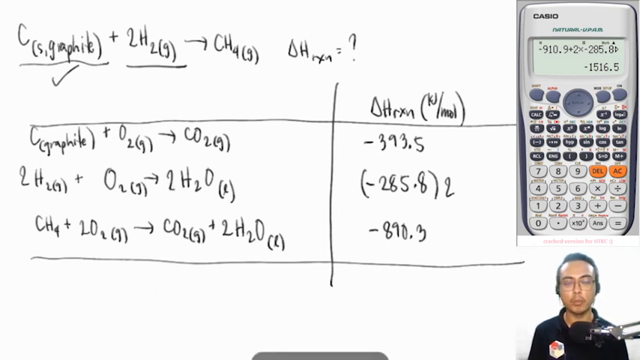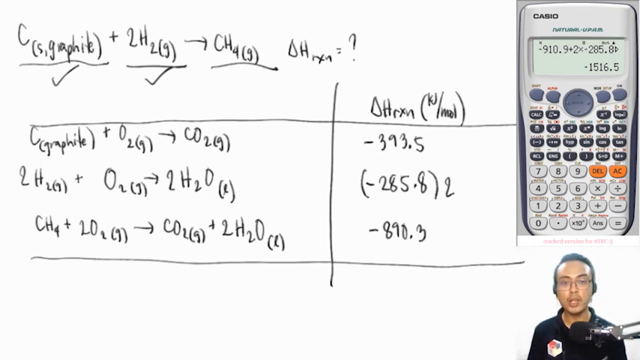Okay? We have multiplied the entire equation by 2. We are done with hydrogen. Last one, methane. Methane exists in the products in your unknown equation. But in the equations below, methane is on the third equation and it is on the reactant side. So what you need to do is flip the third equation such that methane will be on the product side. We no longer need to multiply the third equation because the coefficient of methane is 1.